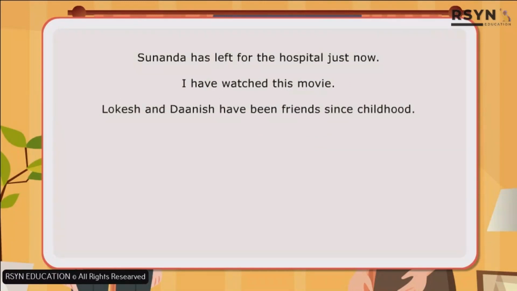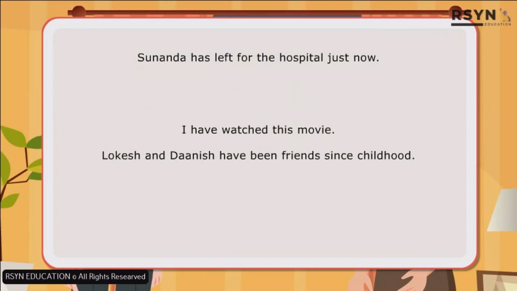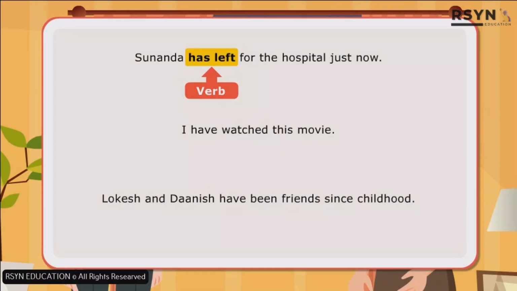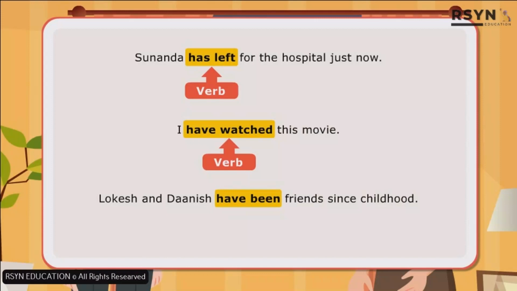In the first sentence, the verb has left tells us that the action has been completed just now and is present perfect tense. In the next sentence, the verb have watched is present perfect tense as it tells about a past action without specific time information. In the third sentence, the verb have been is again present perfect tense since it tells about an action that began at some time in the past and has continued till present time.